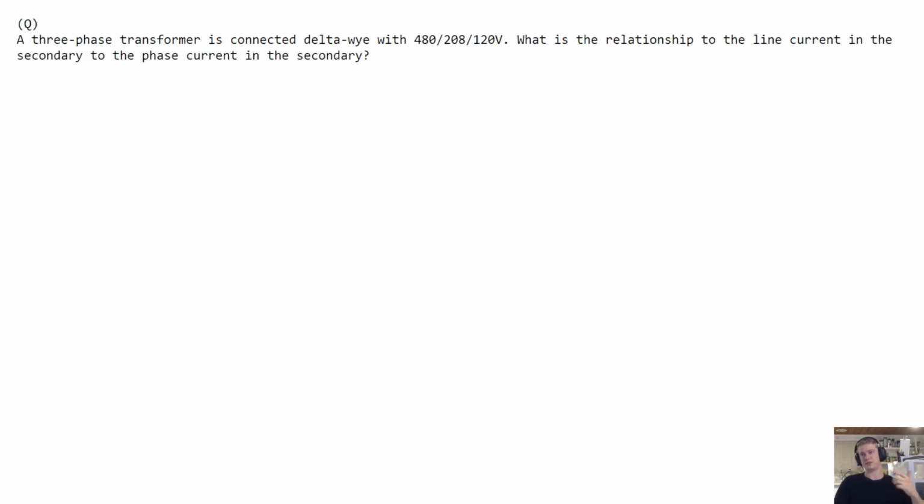Next, a three-phase transformer is connected delta Y with 480/208/120 volt. What is the relationship of the line current in the secondary to the phase current in the secondary?